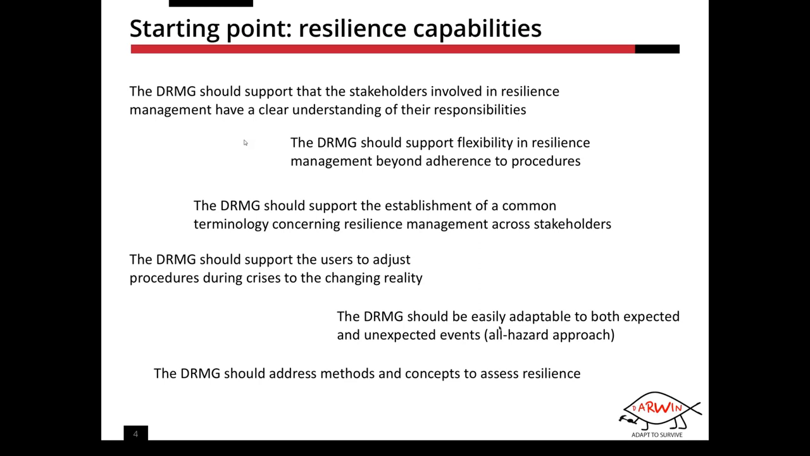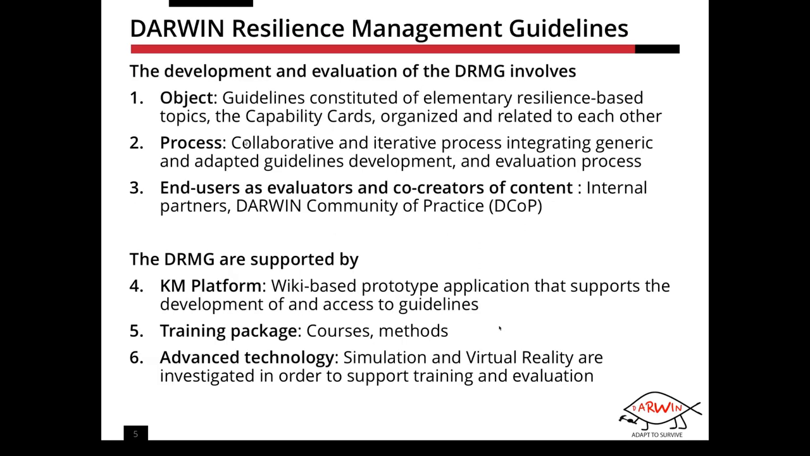So the guidelines are basically constituted of a number of what we call capability cards, which are these elemental objects that represent a set of actions to reach one of those resilience capabilities. They are not independent from each other, so I'll come back to that briefly after.